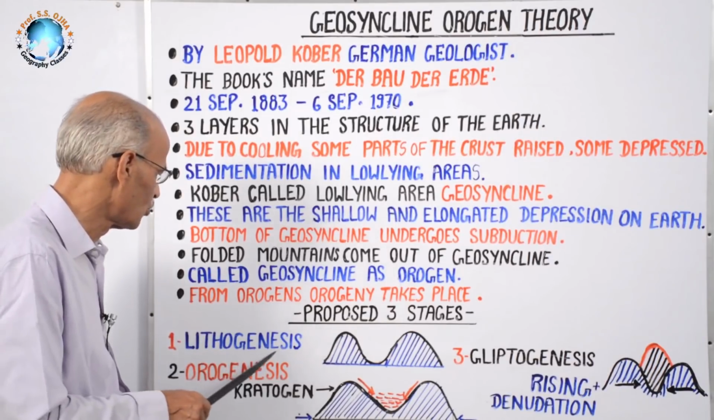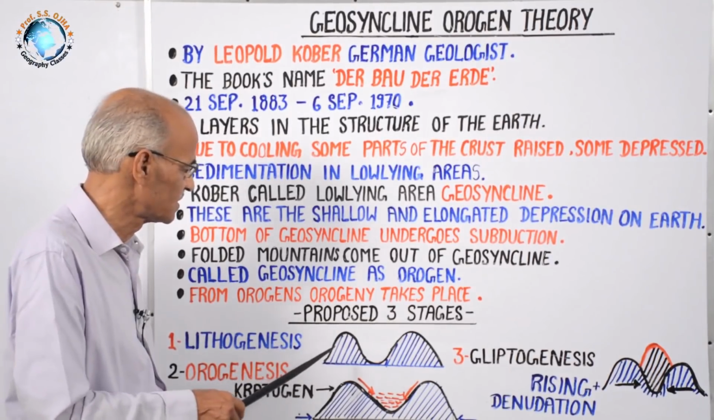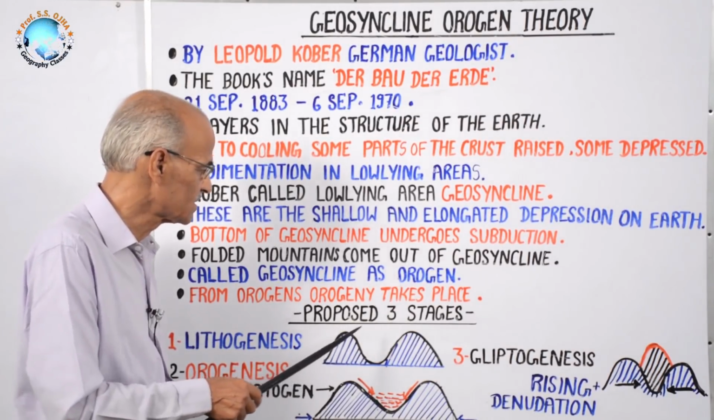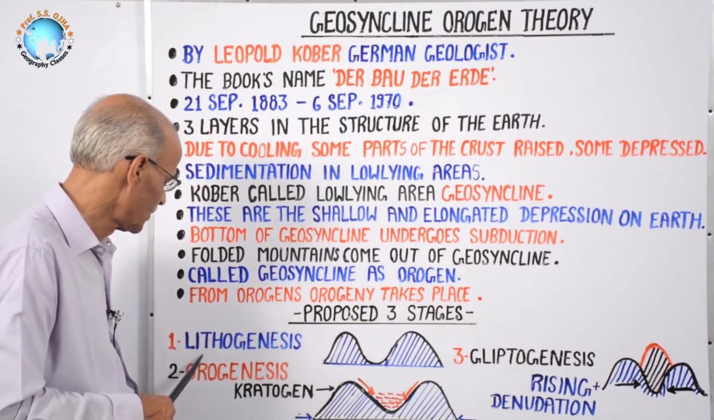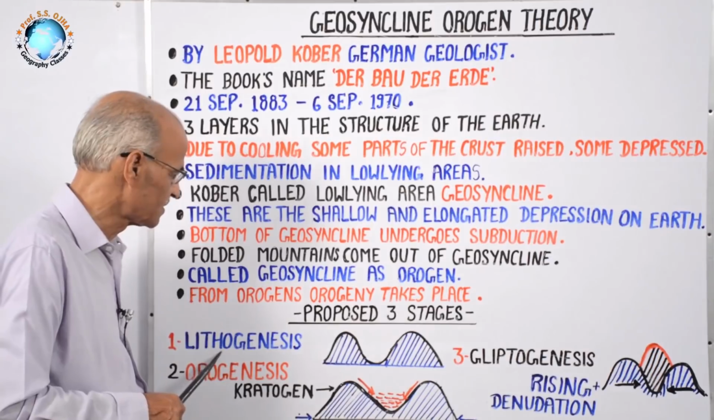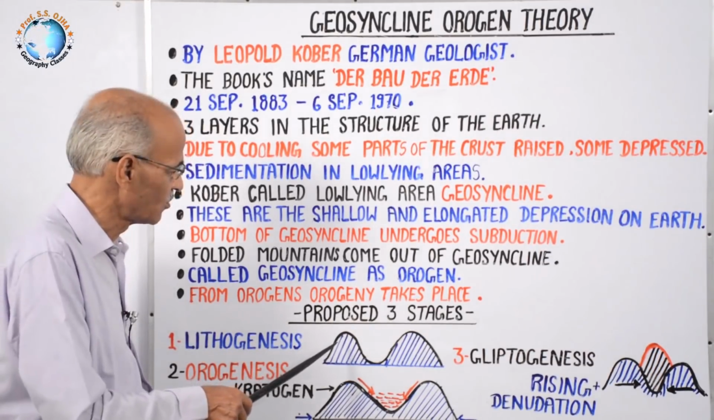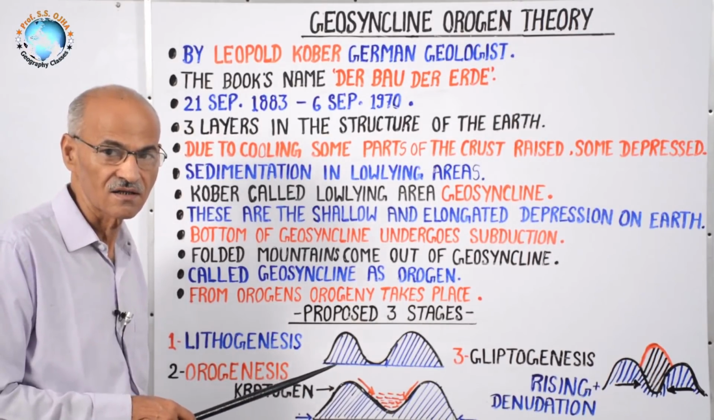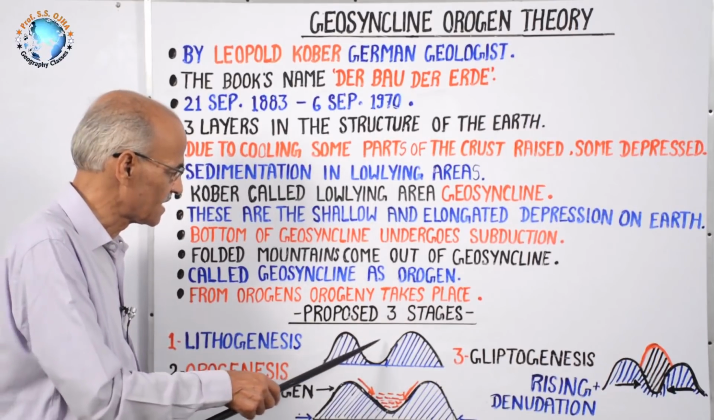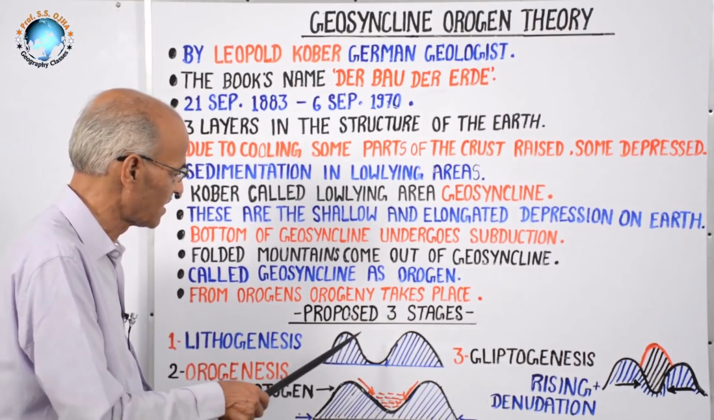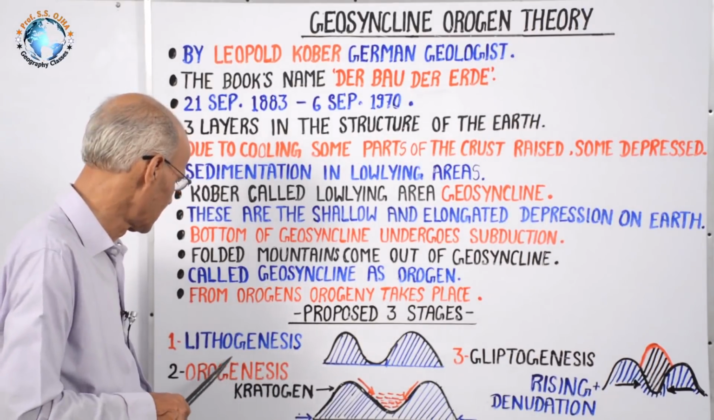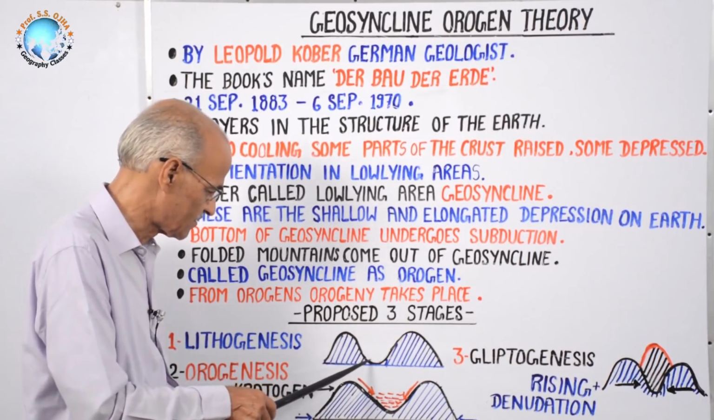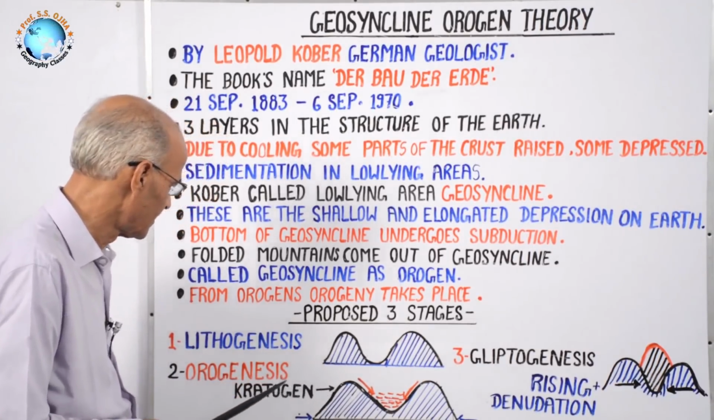First was lithogenesis. Lithogenesis means due to cooling, the Sial or the crust was converted into lithosphere rocks. It means the origin of rocks, because when the earth is in a very hot, gaseous state, it is not called rock. There is no rock. Due to cooling and solidification, those gases or elements are converted into rock. This process was called lithogenesis. In lithogenesis, the depressions were developed and highlands were developed.